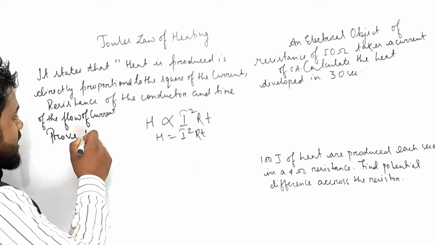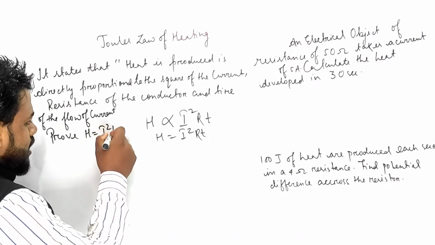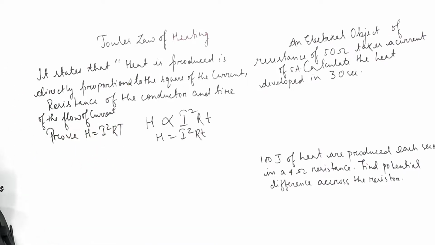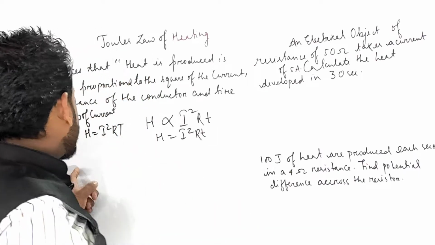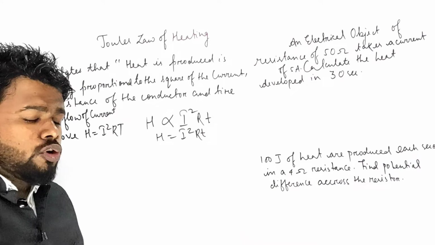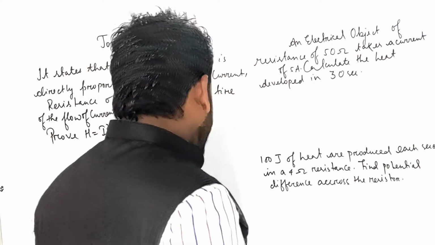Prove H equals I squared R T. Why is it H? H is because heat is produced, right? Prove H equals I squared R T, this is asked for 2 marks. How?